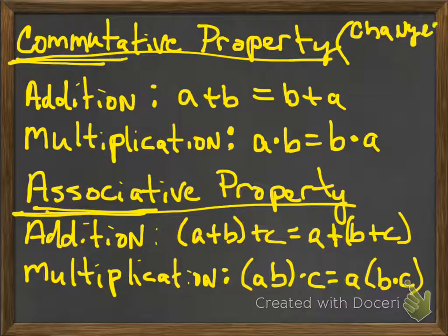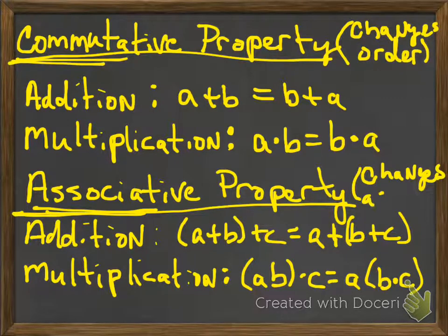Now keep in mind, commutative property changes the order. It moves things around. The associative property changes associations. Who is going to be together? Is it A and B together, or is it B and C? I can't put A and C together unless I change the order, but you could even do that. But think about it like that.